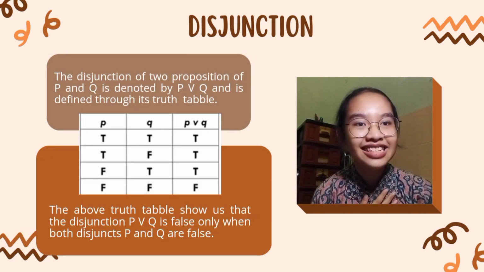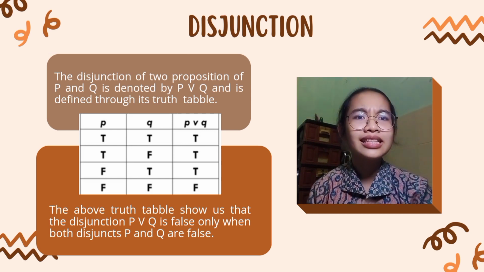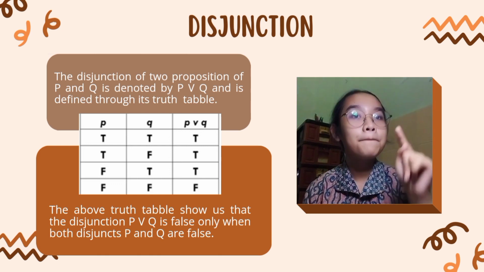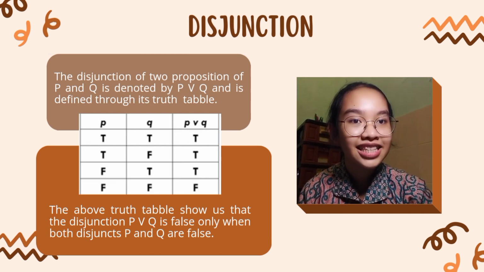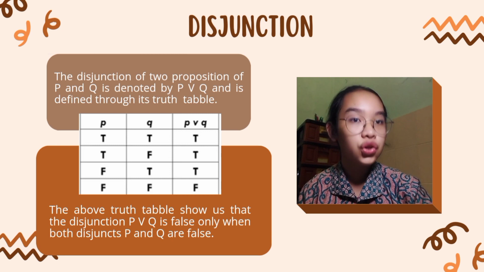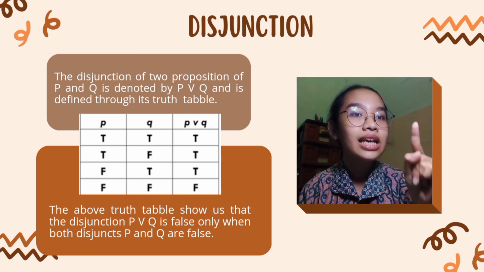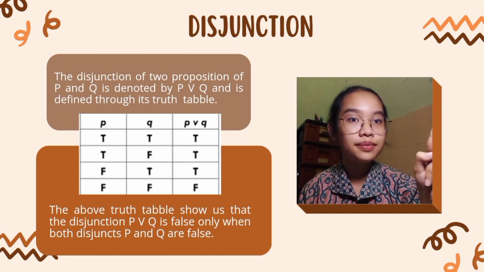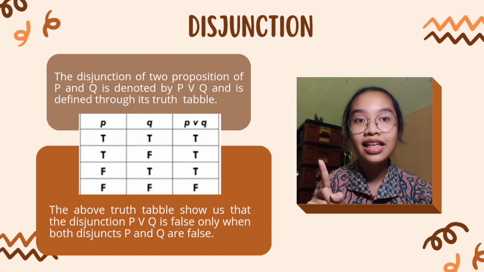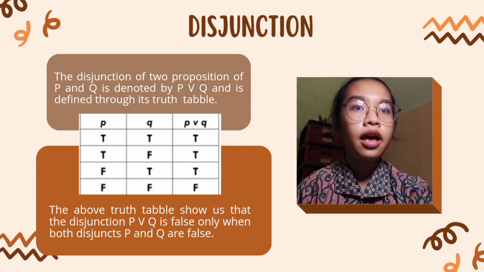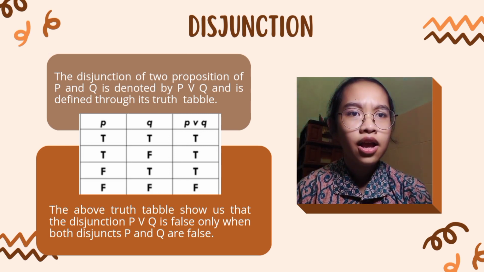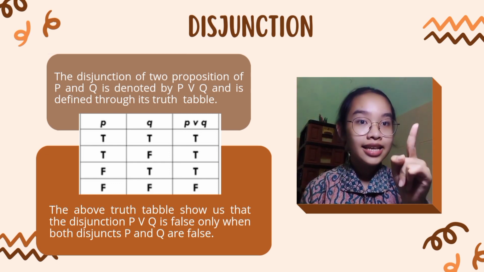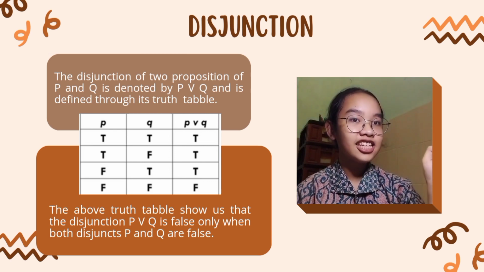Next, disjunction. So now, what is disjunction? The disjunction of two propositions P and Q is denoted by P V Q, or P or Q, or P disjunct Q, and is defined through its truth table. And now, how about that? We have the truth table. There are P, Q, and P disjunct Q.